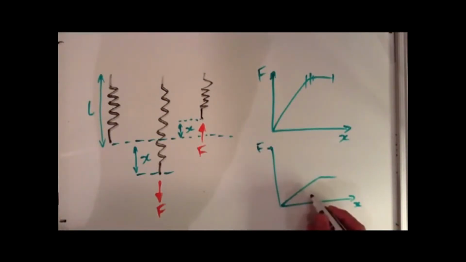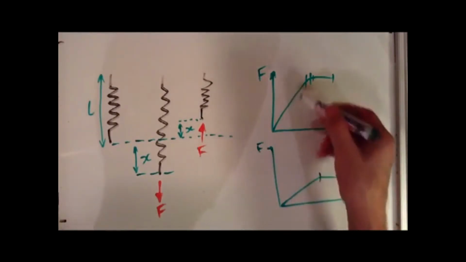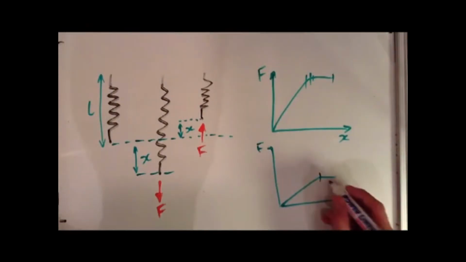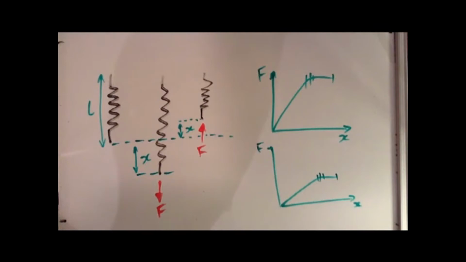There is a region with F equals kx. The k here under compression doesn't necessarily have to be the same as the k under extension. It can have different stiffnesses. Concrete is a good example of this. Concrete is very stiff under compression, but not so much under extension. And we have exactly the same points on this graph as well. So we have our limit of proportionality, elastic limit, yield point, and failure point.